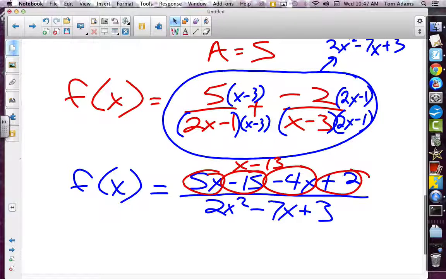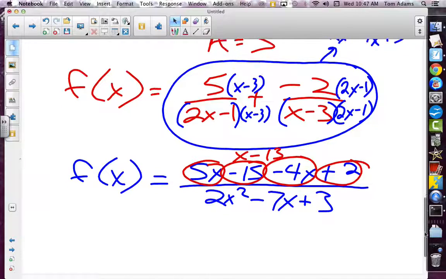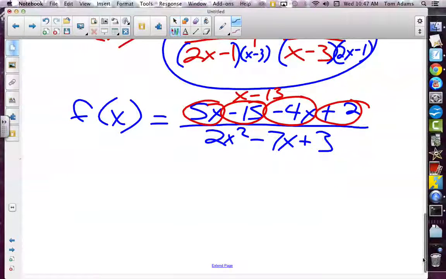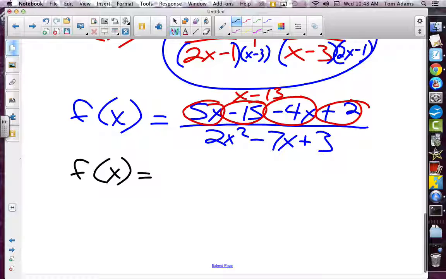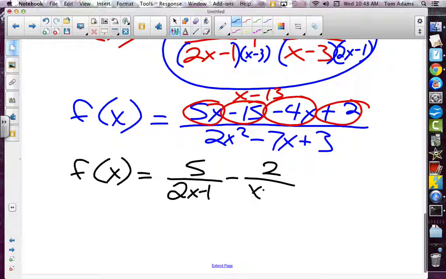So here's why we do all that. We could take the derivative or integrate f of x as that, or it's a lot easier to just say 5 over 2x minus 1 minus 2 over x minus 3. So it's a lot easier because then I can integrate or differentiate term by term, the monomials, right? So that's the first step in the process.